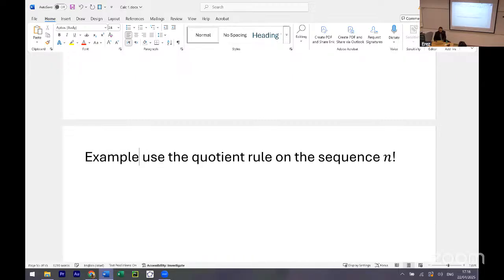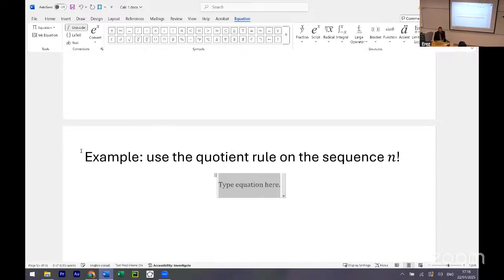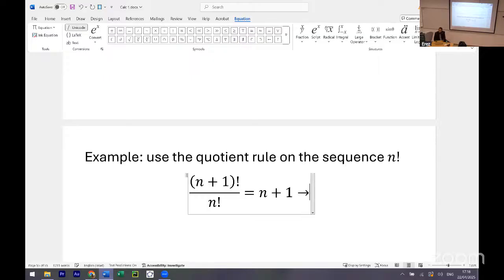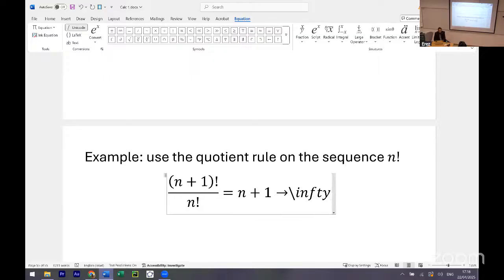Example. What is the quotient of n factorial? It's n plus 1 factorial over n factorial. Do you agree? That equals n plus 1. Where does it tend to? Infinity. Agreed? What does the quotient rule say?